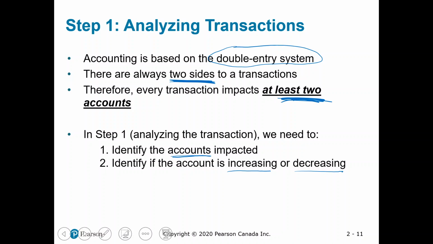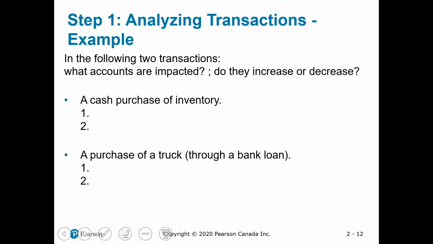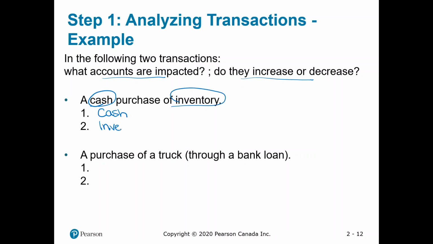Okay, so let's go through an example of analyzing these transactions. So for each of these, we're going to ask what accounts are impacted and do they increase or do they decrease? So the first one, a cash purchase of inventory. So we buy some inventory and we pay for it with cash. So what are the two accounts that are impacted here? Right, the first one is cash. So we're using our cash to buy something and we are buying inventory. So that will be the second account that's impacted.